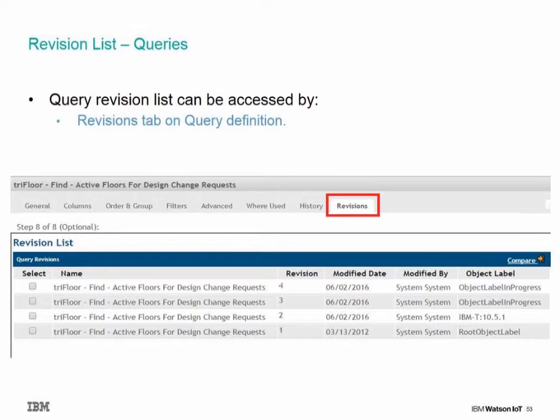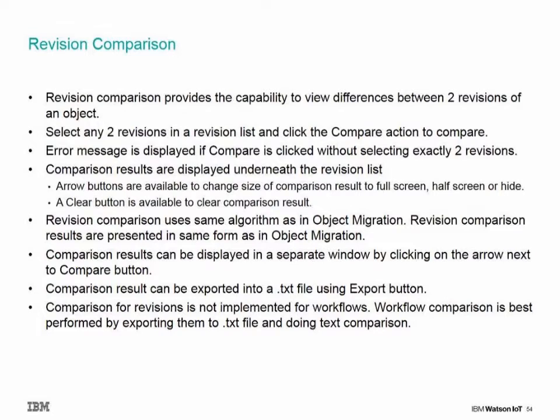And then for query revisions, this can be accessed by the revisions tab within the query definition on Report Manager. So, revision comparisons provide the capability to view differences between 2 revisions of an object.